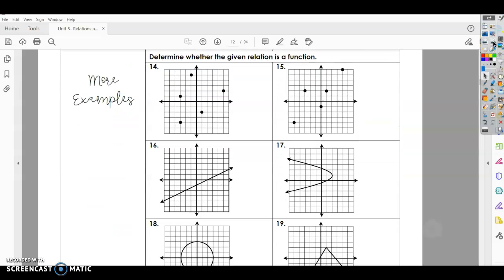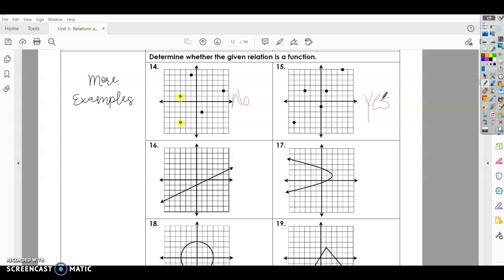All right, determining whether a given relation is a function. On 14 and 15, you can see that these are just ordered pairs. If I look, this point and this point have the same x value, because your ordered pairs come from over, and this one would be over and down, and this one's over and up, but they're still going to have the same x value. So number 14 is not a function because it does not pass the vertical line test. Number 15, all of these have different x values, so this one is a function because it passes the vertical line test.